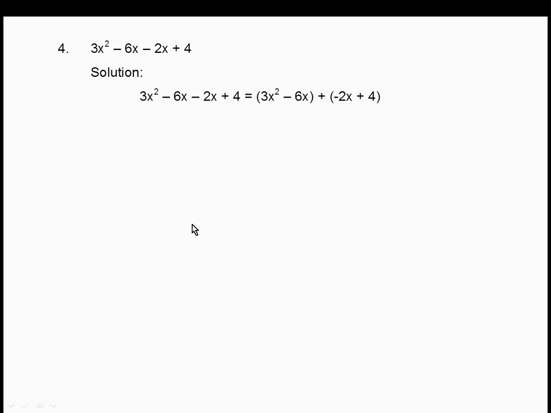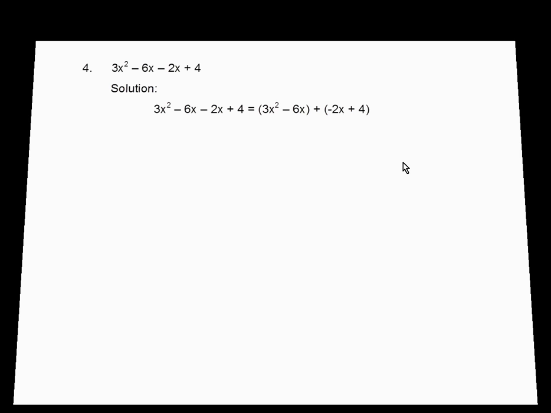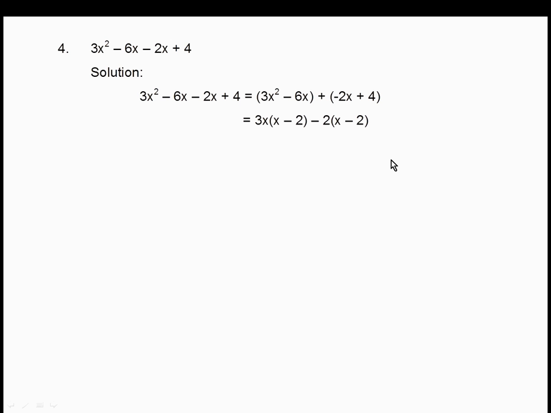Okay? I've grouped them. Now, from the first two, the largest number that divides evenly into both 3 and 6 is 3. And I'll take out an x. I'll take out 3x, leaving me x minus 2. From the last two, again, because of this minus sign, I'll take out a minus. Then 2 and 4 have the number 2 in common. So I'll take out minus 2, leaving me x minus 2. They now have x minus 2 in common. So I factor out x minus 2, and I'll be left with 3x minus 2.